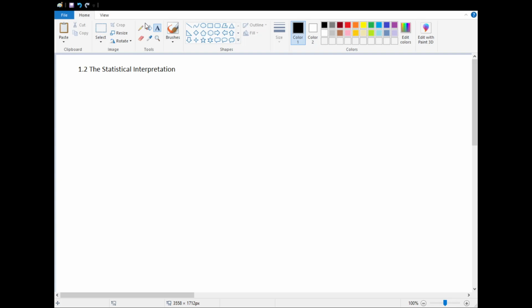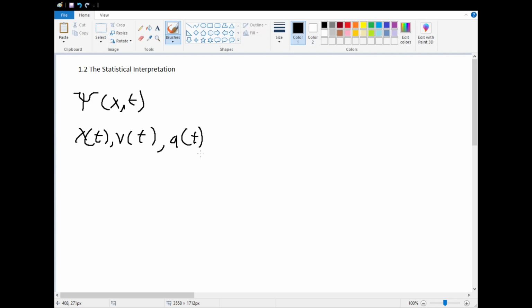Now we were going over section 1.2, also known as the statistical interpretation. So, previously, I introduced this mystery value, psi, and I did not tell you what it actually represented. I just told you that it was the quantum mechanical analog of the classical mechanical values of position, velocity, and acceleration. So, this section is going to be mainly dedicated to trying to interpret what psi actually means.